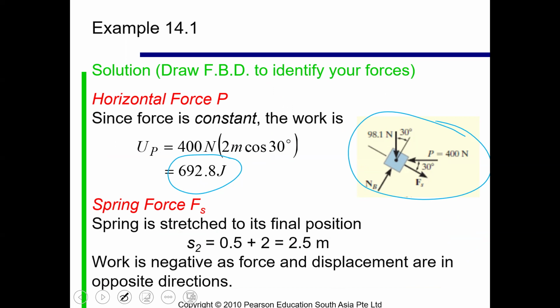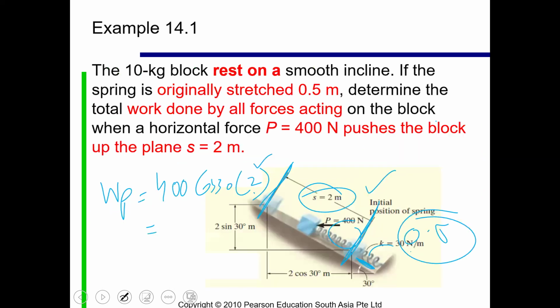Then the next thing is we are going forward to the next part. So we calculated, based on the external force, how much the work done would be for the horizontal force P component. Now we are looking into the spring force. So in case of the spring force, again, if you look here, right?